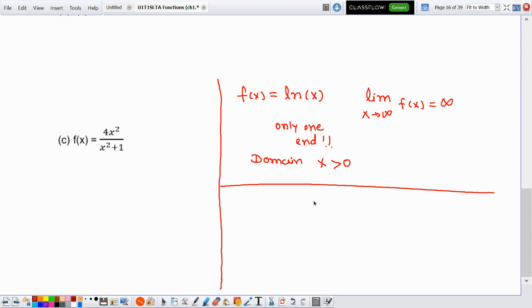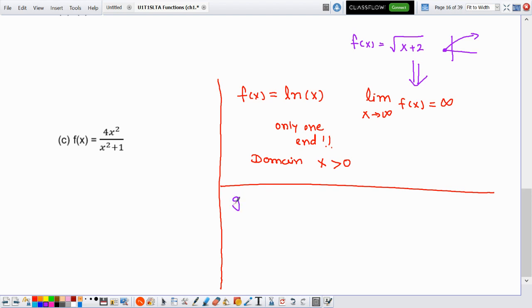Okay, I would like to include another example which has only one end behavior: f of x equal to, let's say, square root of x plus 2. You know that square root functions go only in one direction. The function is not defined for negative numbers. That's why it has only one end behavior. The answer will be the same as this.